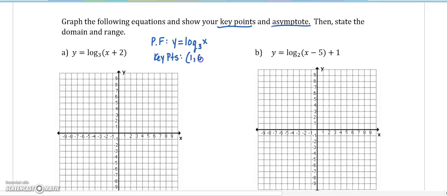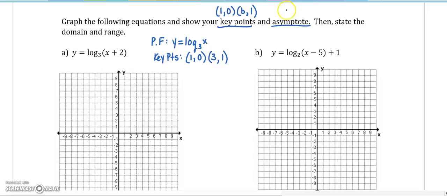So it'll be 1, 0. Same thing for my second point. With an exponential, it was 1, b. We're going to switch them. So now it's going to be b, which in this case is 3, 1. Okay, so again, remember, those are our key points for these. All we did was switch x's and y's from when we graphed exponential functions.